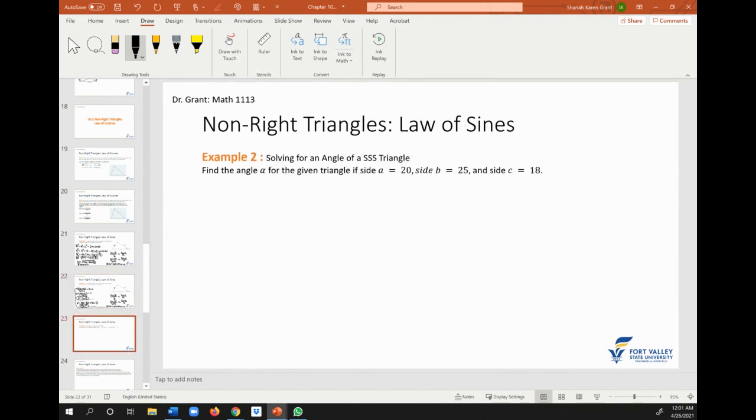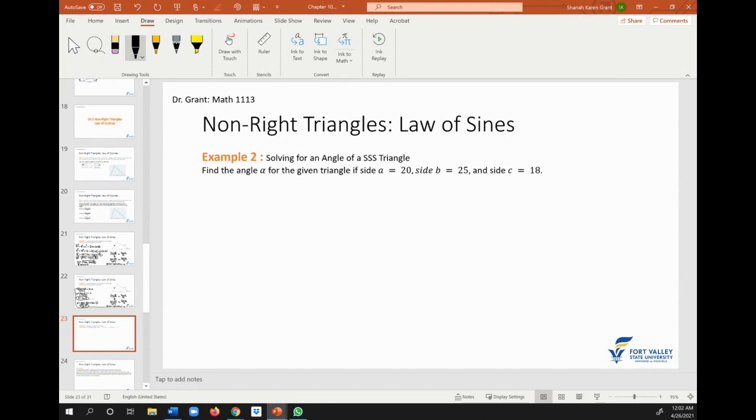Okay, let's try another example. Here we're asked to find angle alpha for the given triangle, if side A is 20, side B is 25, and side C is 18.